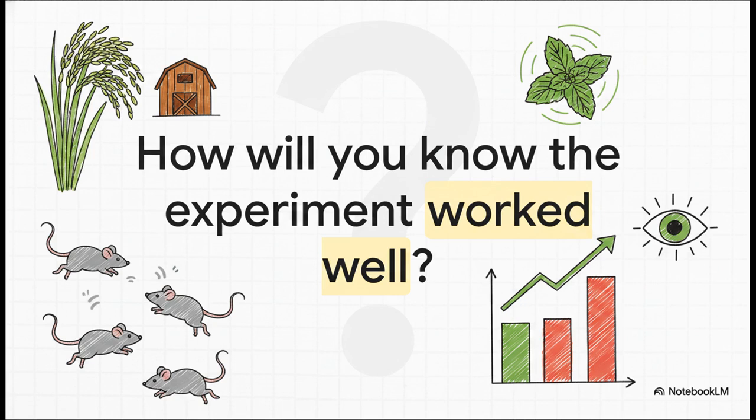For Manuel, a farmer, data gathering involves literally counting the mice or measuring his crop yield. If the crop yield goes up and the mice population goes down after introducing that peppermint, boom, the data supports the hypothesis. If the mice just keep eating the rice anyway, well, the data objectively tells him the experiment didn't work the way he hoped.